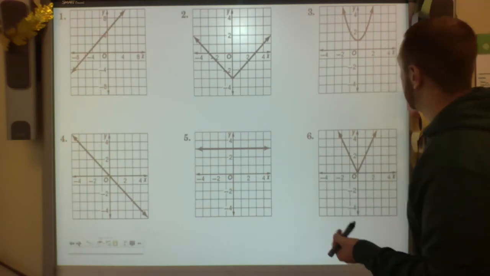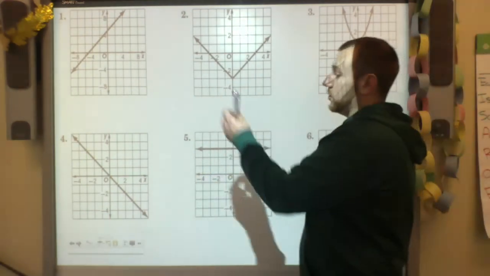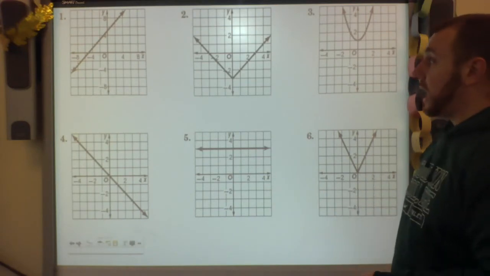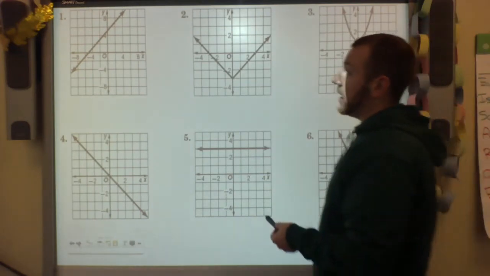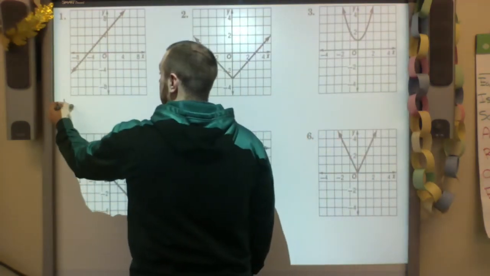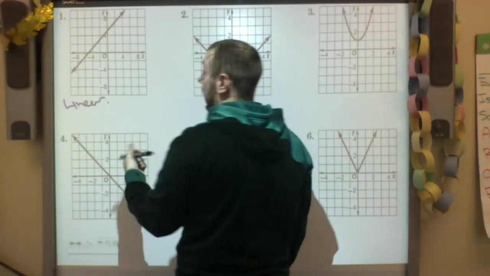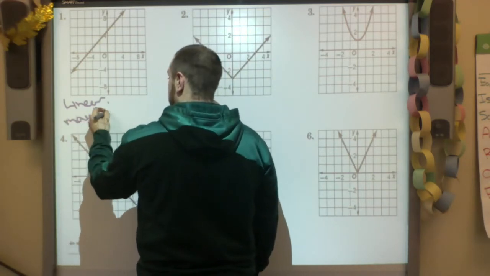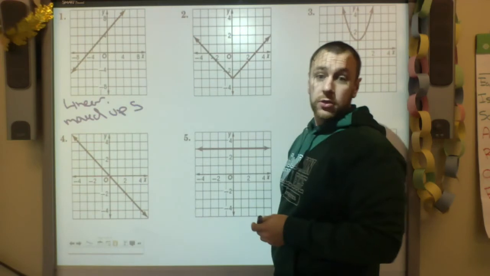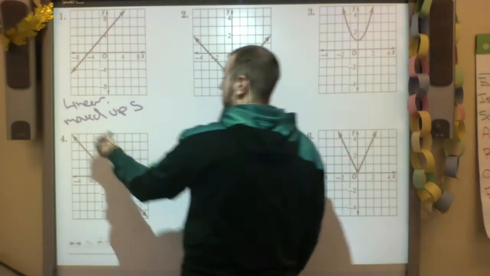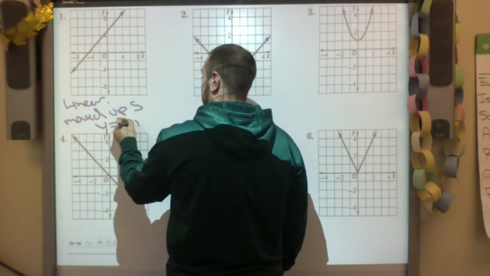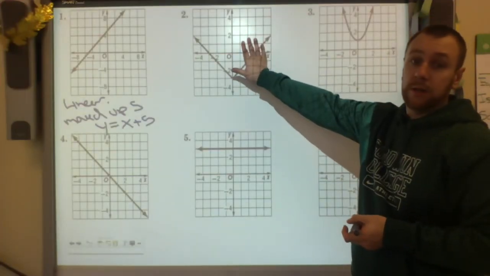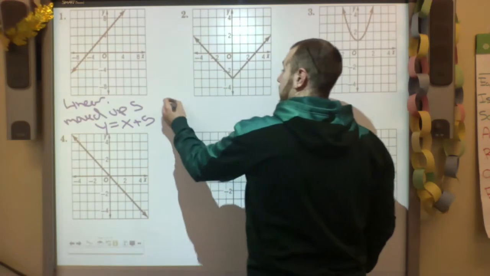What I wanted to point out is that these are all just adding or subtracting. Those are my k values. So again, this is linear, and it's moved up 5 from its original point. So all I'm going to say is y equals x plus 5. While this one is absolute value.